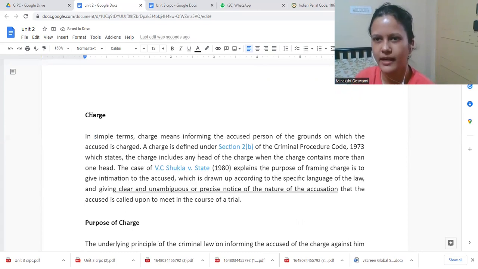Okay, so in such cases, yes, it can be reduced, it can be altered, whatever is done, the person will be informed accordingly. Is this clear? Clear, madam.